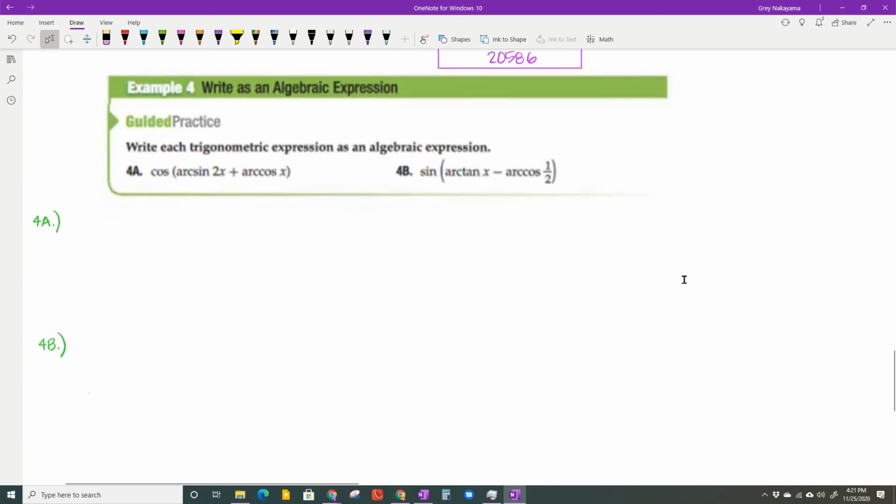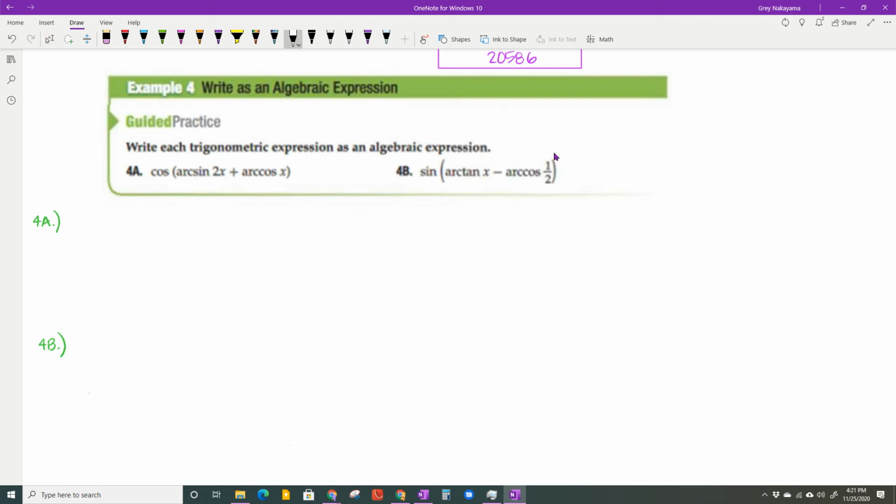Okay, last thing, write as an algebraic expression. So we are doing the same thing, but because we have x's in here, we're going to have x's in our answer. Write each trigonometric expression as an algebraic expression. So it's not going to be just numbers as our answer.